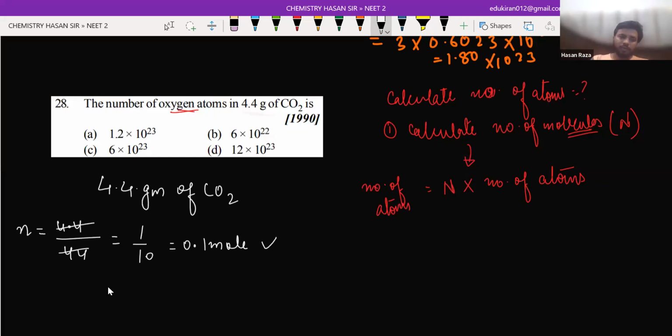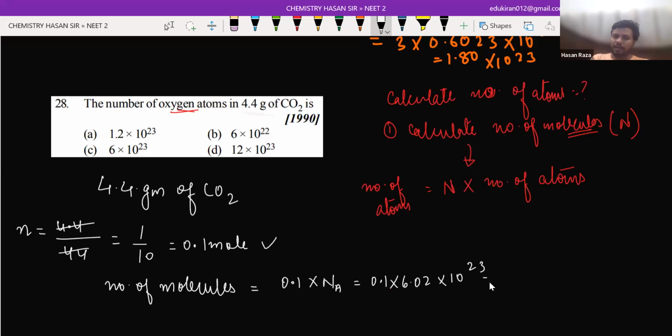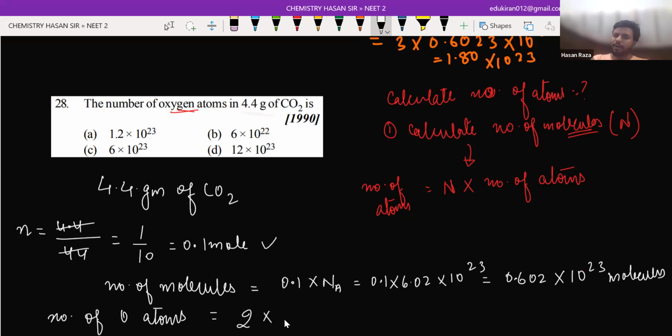In order to calculate the number of atoms, first you calculate the number of molecules. It will be equal to number of moles into Na. You know that Na is 6.022 into 10 raised to the power 23, and you will get 0.602 into 10 raised to the power 23 molecules. Now, if you want to calculate the number of oxygen atoms, specifically for oxygen, how many oxygen atoms are there? Only 2 oxygen atoms. So you multiply this by the number of molecules, and you will get 1.2 into 10 raised to the power 23, and hence the answer is correct.